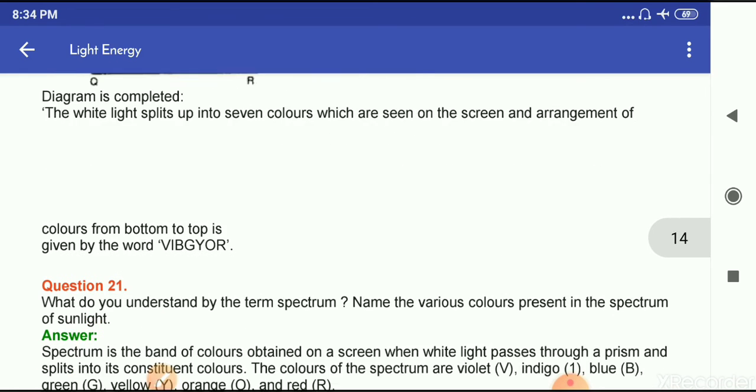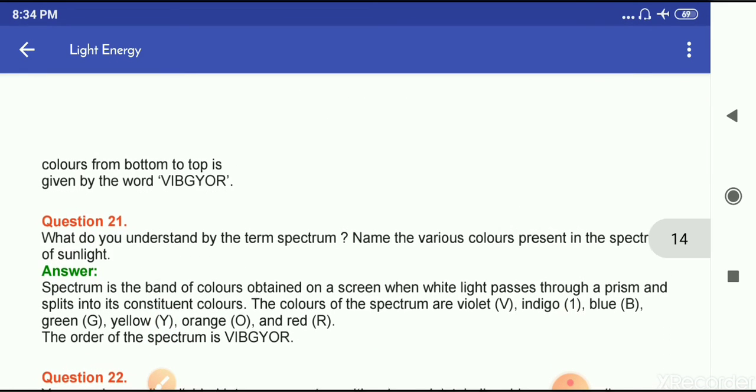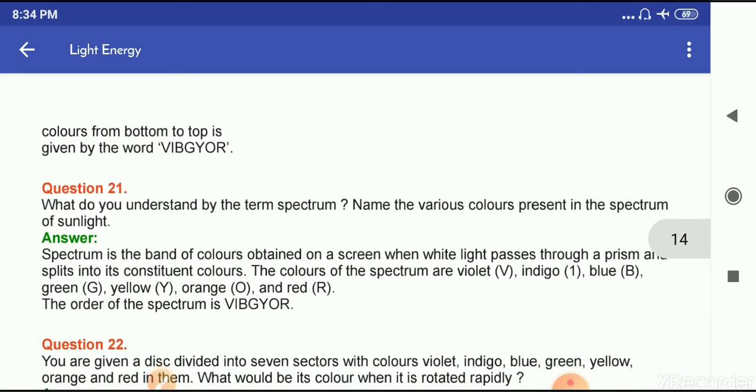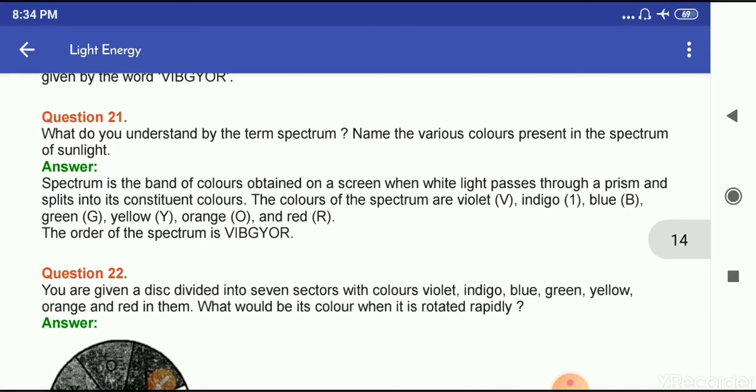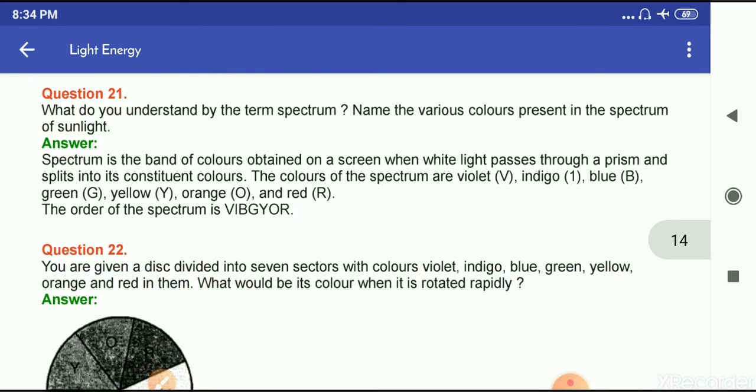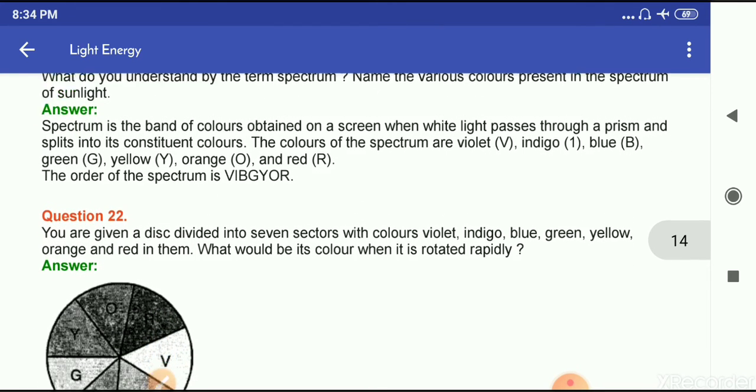Now question number 21, what do you understand by the term spectrum? Name the various colors present in the spectrum. So spectrum is a band of colors obtained on the screen when white light passes through a prism and splits into its constituent colors. The colors of the spectrum are violet, indigo, blue, green, yellow, orange, red, and the order of the spectrum is VIBGYOR.